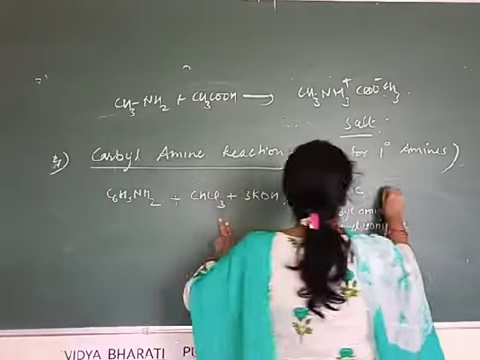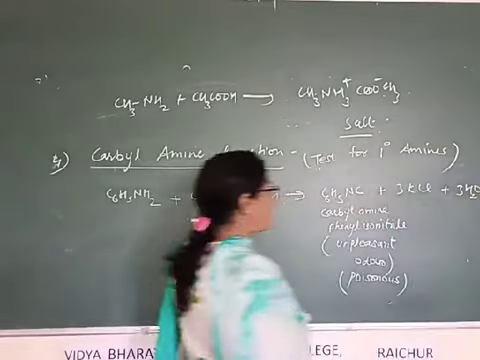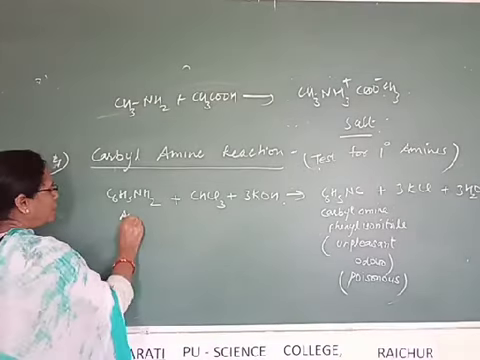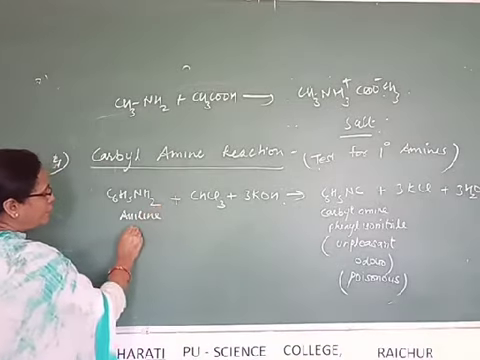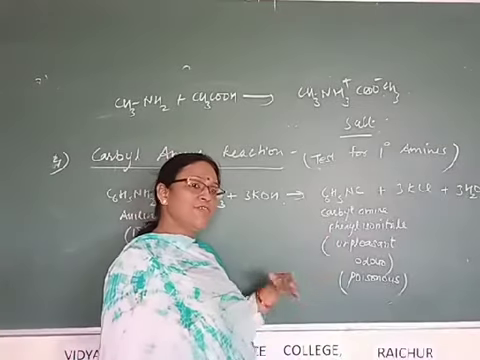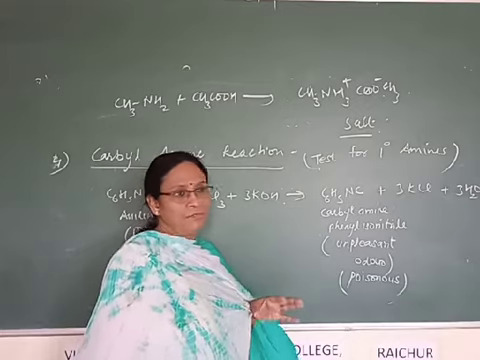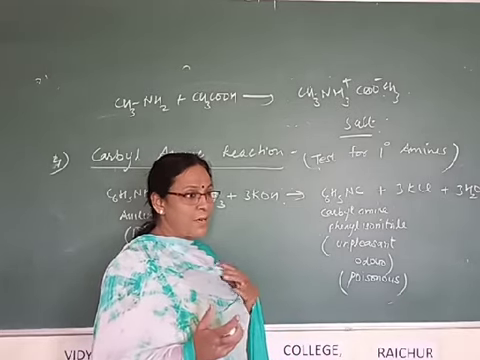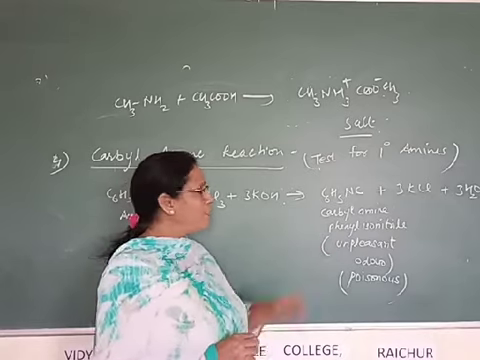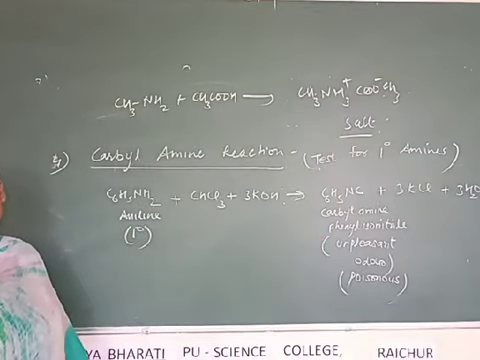Plus 3 KCl plus 3 H2O. So that is known as the carbylamine reaction. If a primary amine, here it is aniline, is treated with chloroform and potash, isocyanide is formed, which gives an unpleasant odor. It is a burning tire type odor. If a tire burns, we get that bad smell, almost the same smell comes. And we can easily identify that isocyanide is formed. And when isocyanide is formed, it means the amine given is a primary amine.